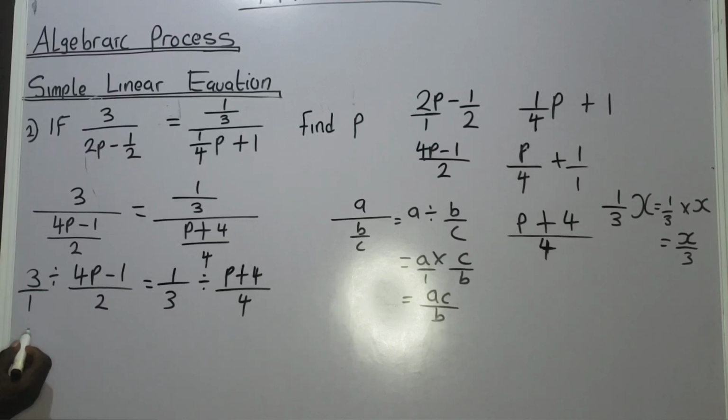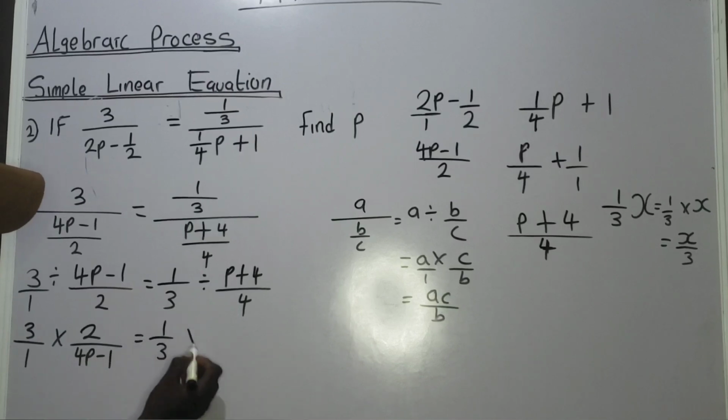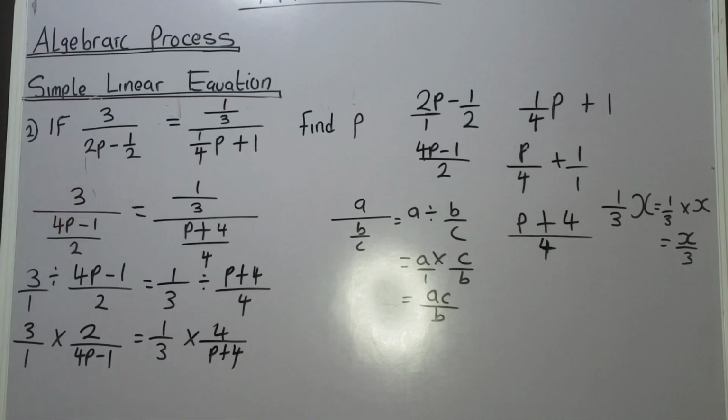Okay. Now let's go back to the left hand side of this equation. For this I'm going to have 3 all over 1 multiplied by, now because the division sign has changed to a multiplication sign, this denominator will become the numerator. So for this I'm going to have 2 all over 4p minus 1 is equal to 1 over 3 multiplied by 4 all over p plus 4. Okay. Now the next step here is to take the product of both sides before we take the cross product.